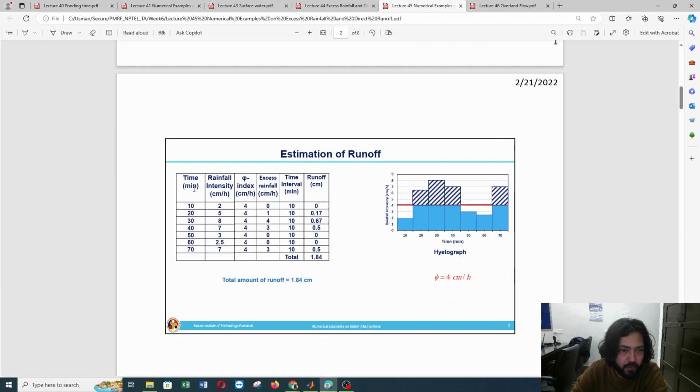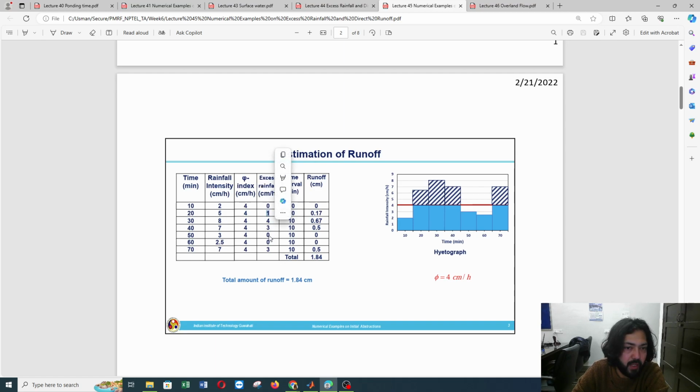So here you can see we know the time period, we know the rainfall intensity, we know the value of phi. So what we are going to do is calculate excess rainfall. And how are we going to do that? We are just going to subtract the phi index from the rainfall intensity. Initially we know that excess rainfall can't be negative, so we have written 0 here, because 2 minus 4 will be minus 2, but excess rainfall cannot be negative, so we are writing it as 0. The next is rainfall intensity 5, phi index 4, so excess rainfall would be 1.